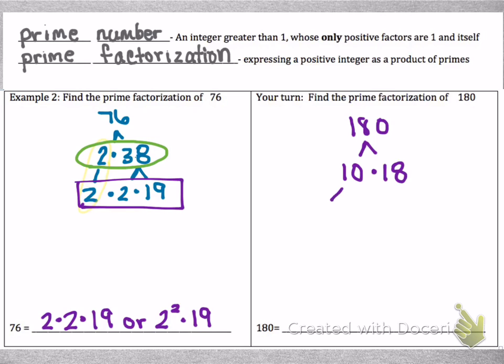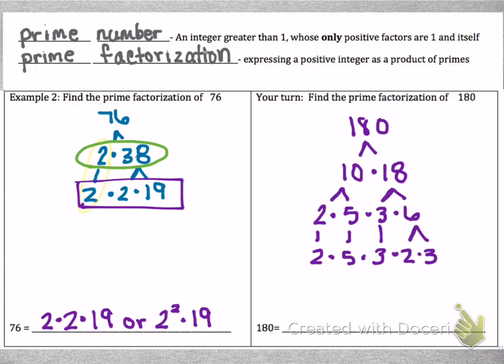10 is not prime, so I can break that up into 2 times 5. 18 is not prime, so I can break that up into 3 times 6. Again, there are other choices there, but we should end up with the same results in the end. 2 is prime, 5 is also prime, and 3 is also prime. So I'm just bringing those down to the next level. And then 6 is not prime, so I can further break that down into 2 times 3.